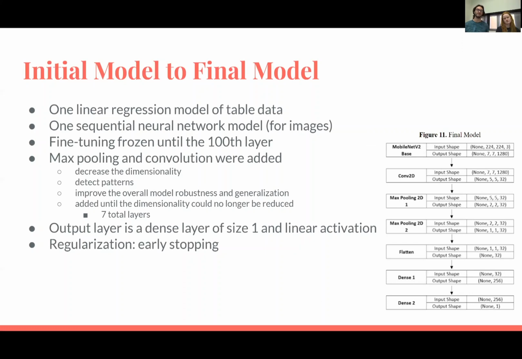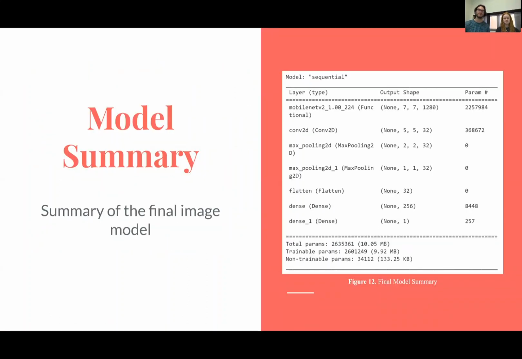So moving towards our final model, we had one linear regression model for the table data, and then a separate sequential neural network model with a convolutional base for the images. And then we combined them for the overall. We implemented freezing the fine tuning until the 100th layer. We added max pooling and convolution in order to decrease dimensionality, detect patterns, and improve overall robustness of the model. This resulted in a total of 7 layers, which can be seen off to the right with their shapes. This is the appropriate model summary of the image model specifically.